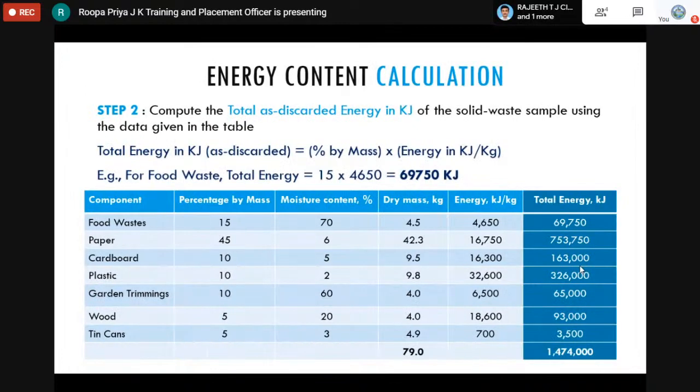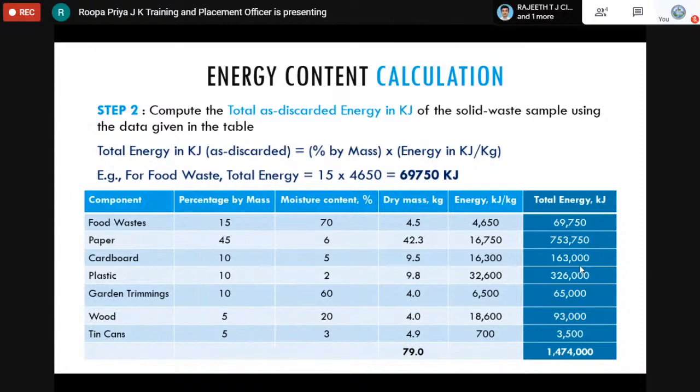Step two, you have to compute the total energy in kilojoule. That is the total as-discarded energy in kilojoule of the solid waste sample using the given data. So here in the table, we have calculated the dry mass in kg. Now you have to calculate the total energy in kilojoule. And it is a very simple calculation.